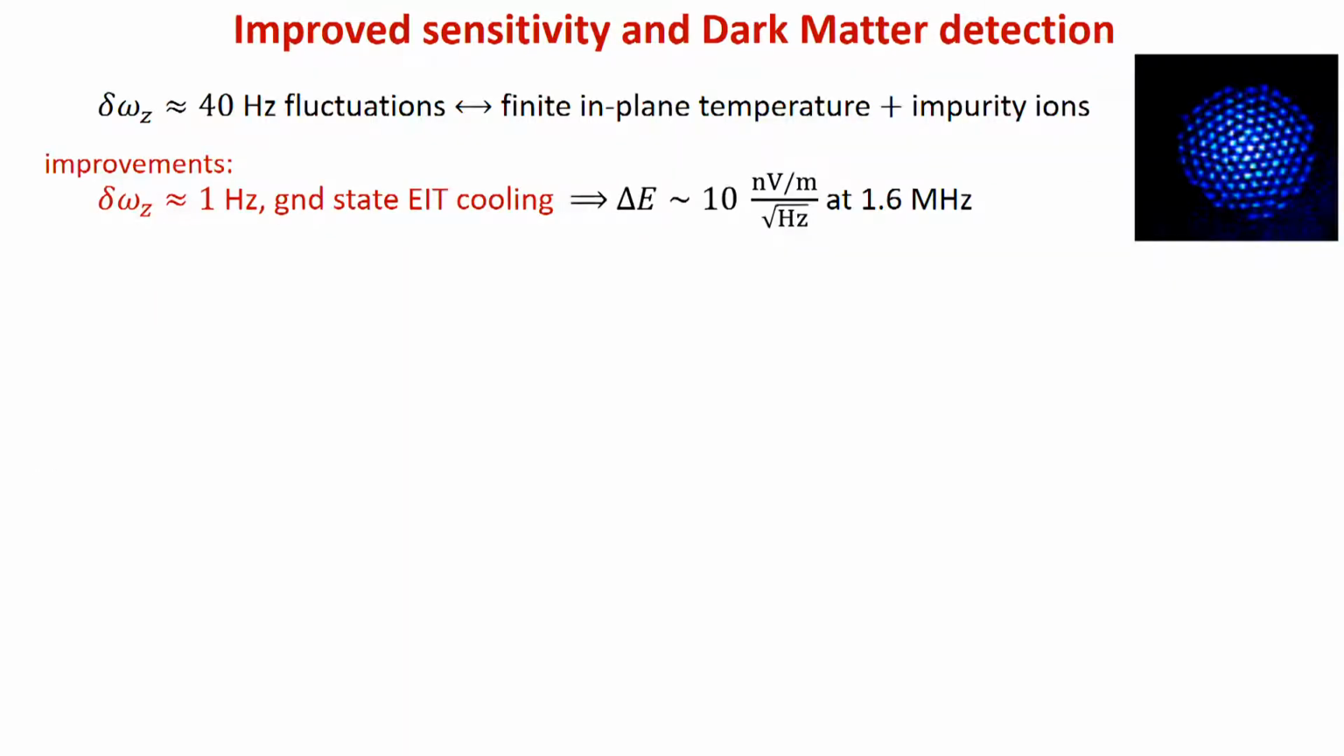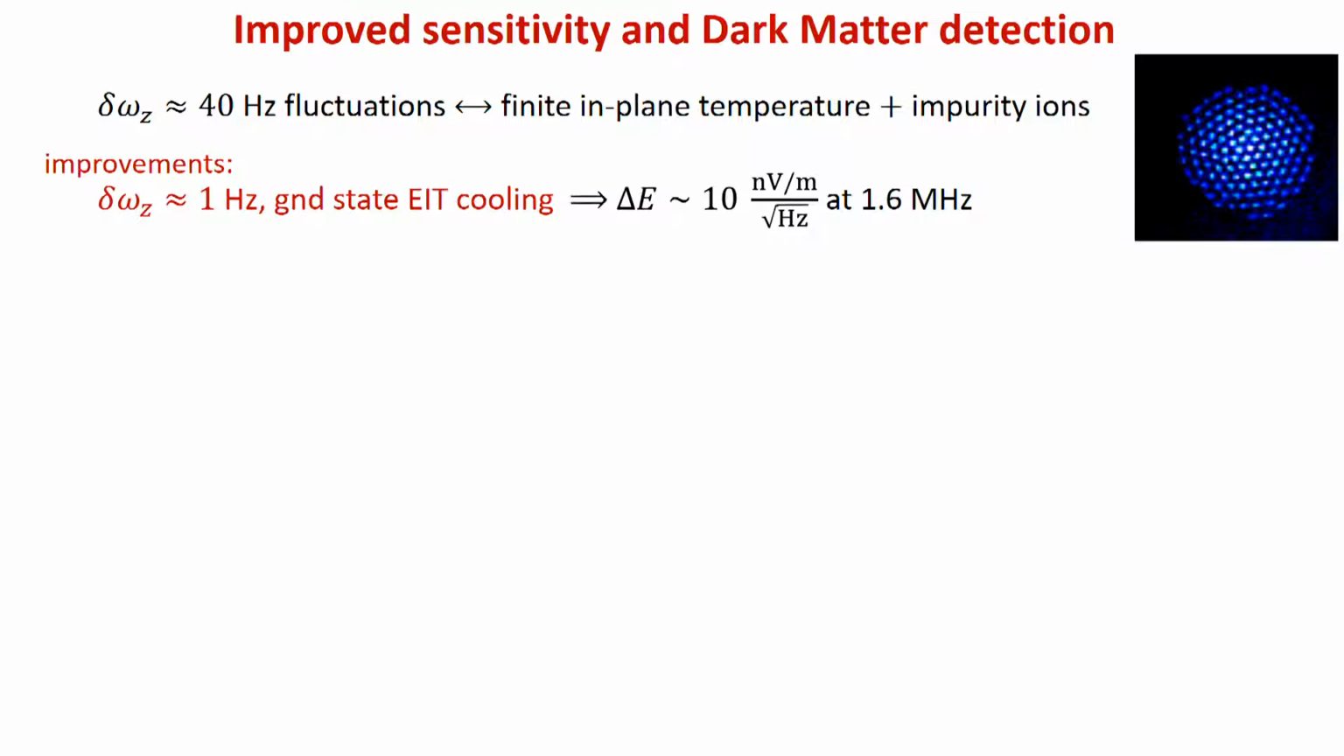Close. Let me just talk a little bit about the limits. This 40 hertz frequency fluctuation we think is due to finite in-plane temperature and the fact that we have some impurity ions on the edge of the crystal. So in other words, these ions are moving a little bit, and as they move, the center of mass frequency fluctuates at this 40 hertz level. This should be a solvable problem. If we can solve this problem, the voltage stability will probably limit us at a few hertz.